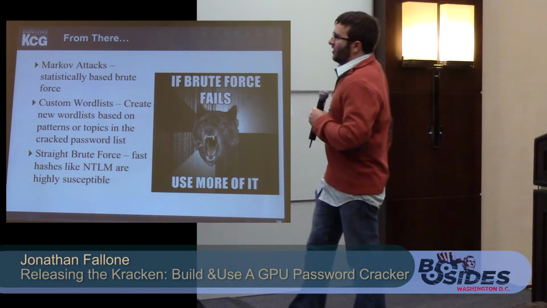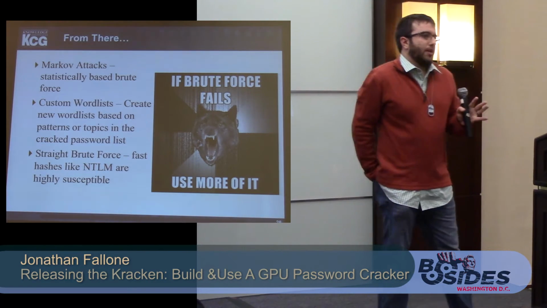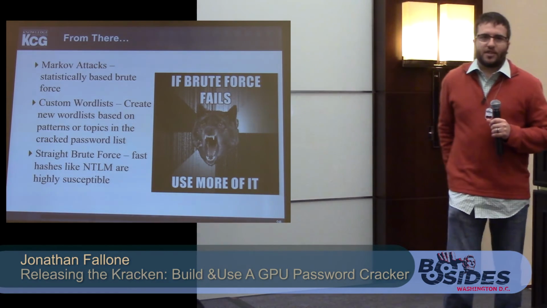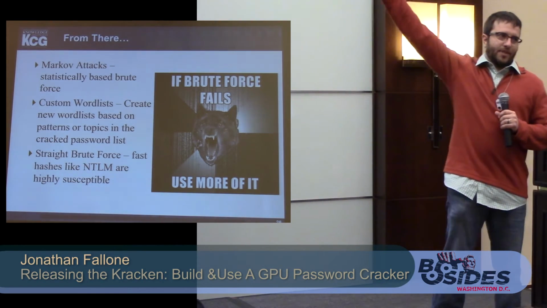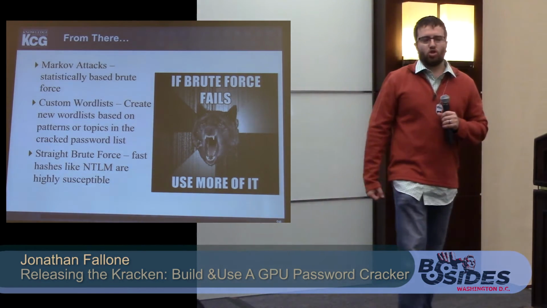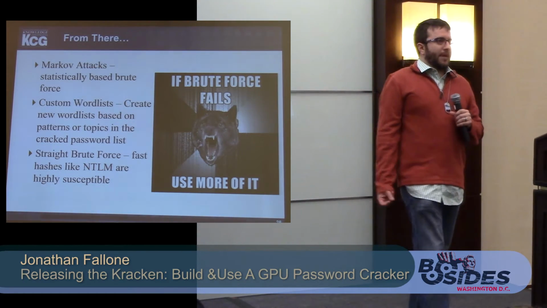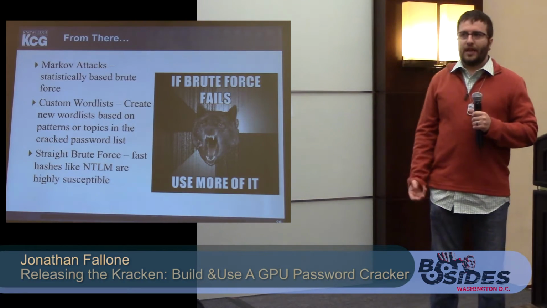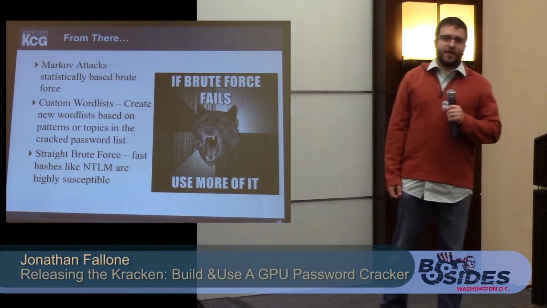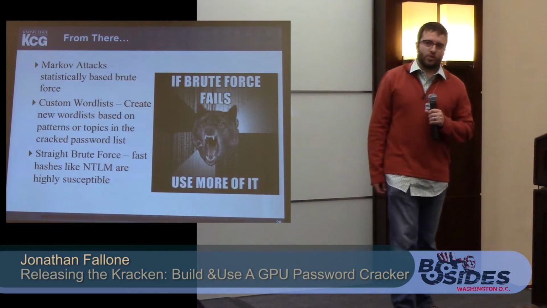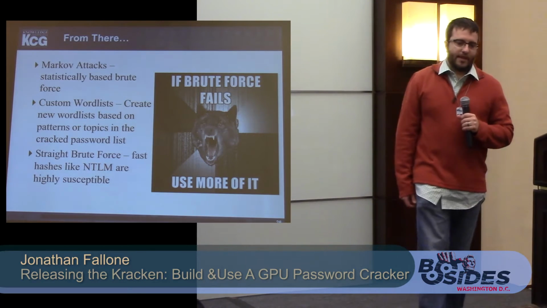You can create custom word lists, like I told you with the cars, or you can just do straight up brute force. Sometimes this is best for hashes that are really fast, really easy to crack. NTLM is a great example of this. If you grab a domain, the easiest thing might be just to crack every single 8-character password possible. The Kraken currently can do every single 8-character NTLM password in 8 days. Once I upgrade it, that'll bring it down to about 3.